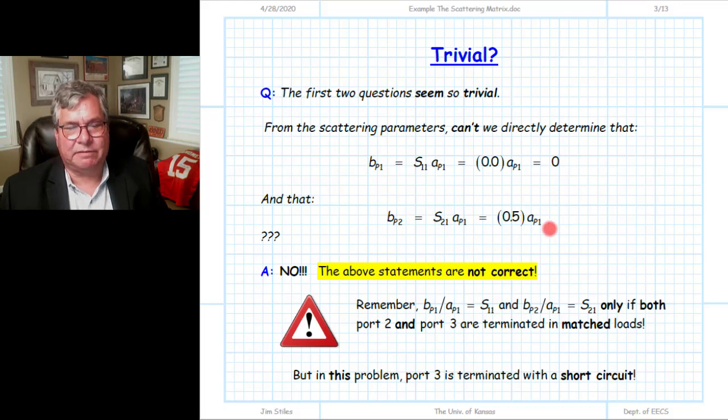And so we got this directly from the scattering parameters and did this math. But the important thing is that these statements here are completely incorrect. They're completely bogus.